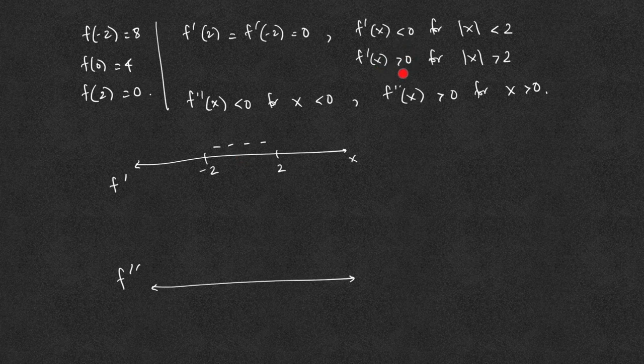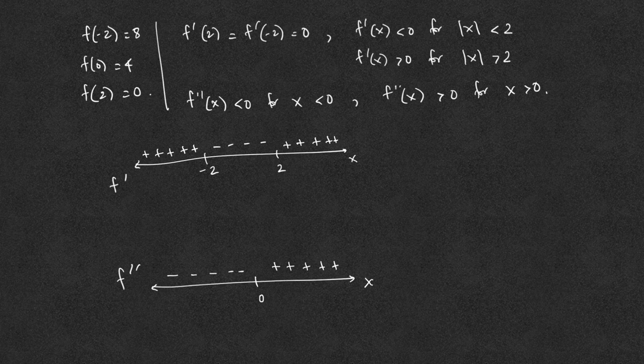f'(x) is positive for |x| > 2, which is x more than 2 or less than -2. And so we have the sign chart for f' from the given information. We will do the same thing for f''. We were told that f'' is less than 0, which is negative, for x < 0, and f''(x) is positive for x > 0. This is the sign chart for f''.